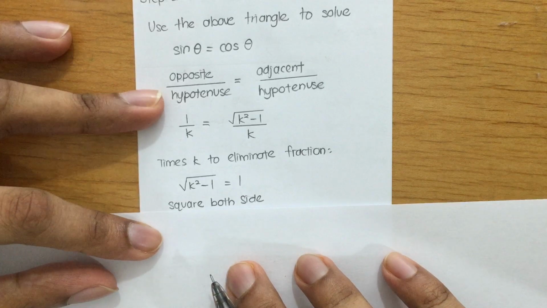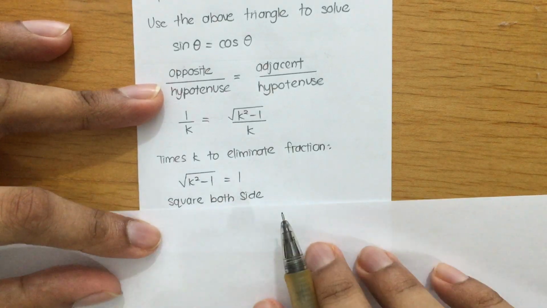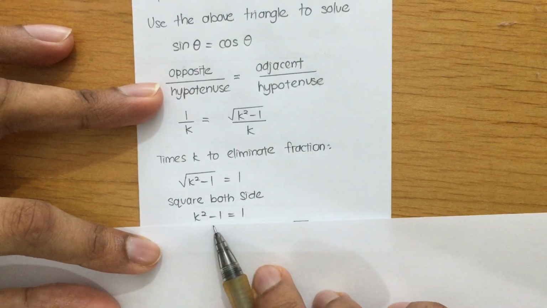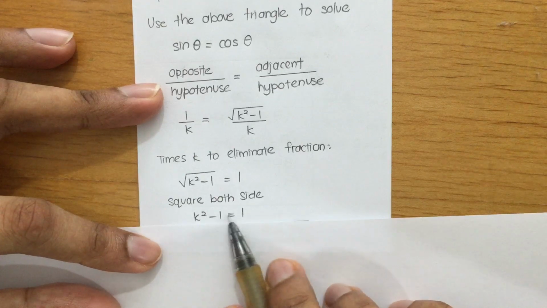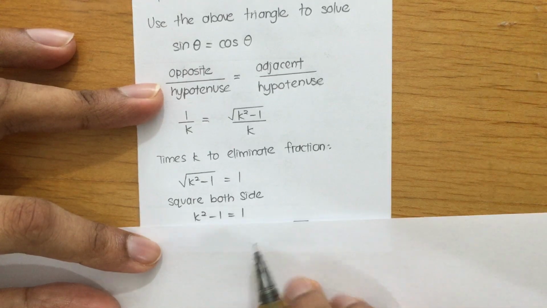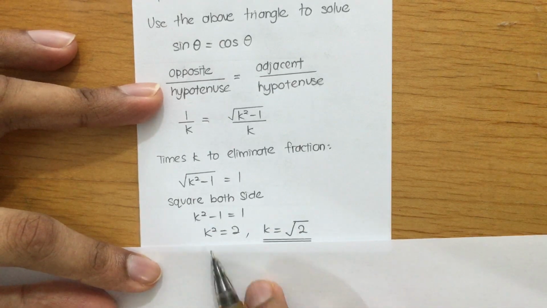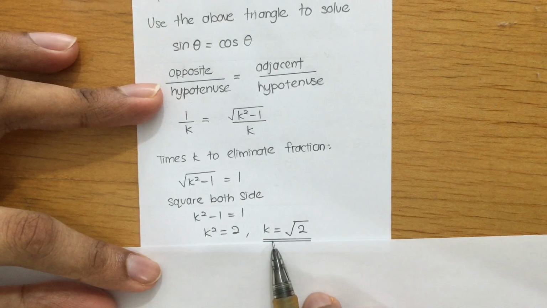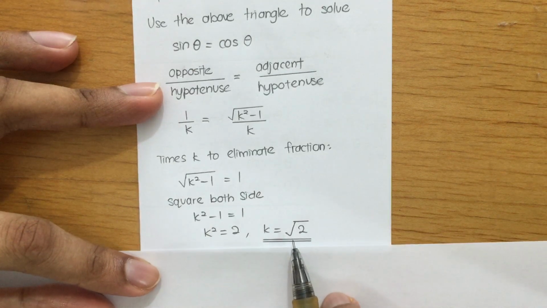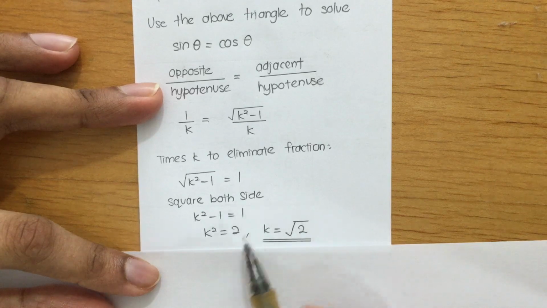We square both sides to eliminate the square root. So you get k squared minus 1 equals 1. You bring the negative 1 from the left hand side to the right hand side, so you'll get k squared equals 2. And therefore you get k equals the square root of 2. So this is your final answer, guys, for case 1.